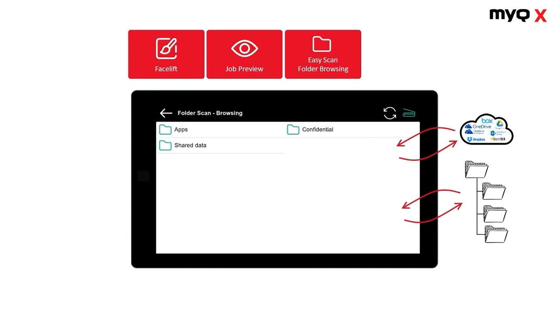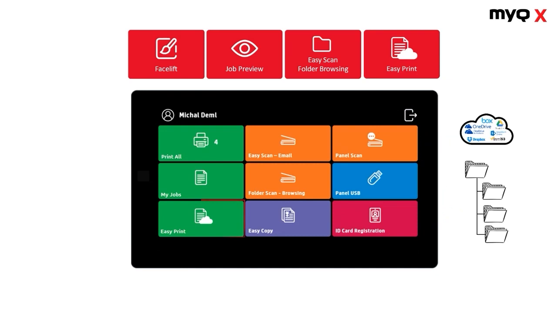Now with version 10.1, this is no longer the case because directly from the panel of the MFD, you can simply browse the connected storage. Doesn't matter if it's a cloud storage or if it's a folder. It will actually give you all the subfolders there. You will be able to select where you would like to scan the file and then just simply send it there.